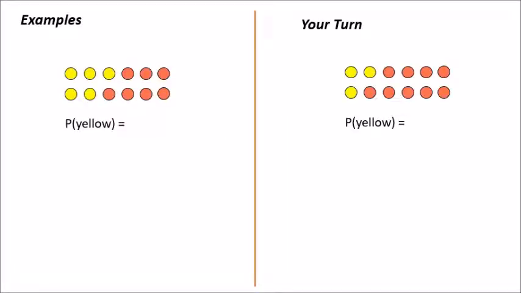So we're going to start with an example. The P and then the yellow in brackets, that's notation that means the probability of picking a yellow. Okay, so the probability of picking a yellow here out of all of these counters. So I'm going to show you how to do this, then I'm going to talk through it, and then you can have a turn yourself.